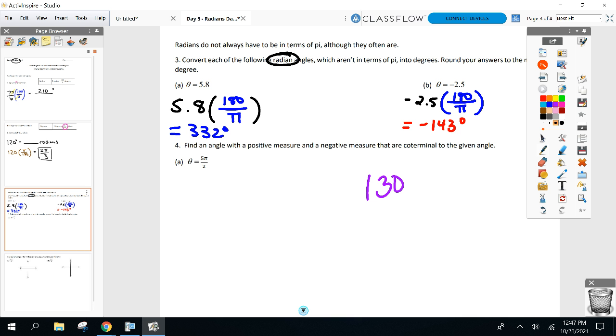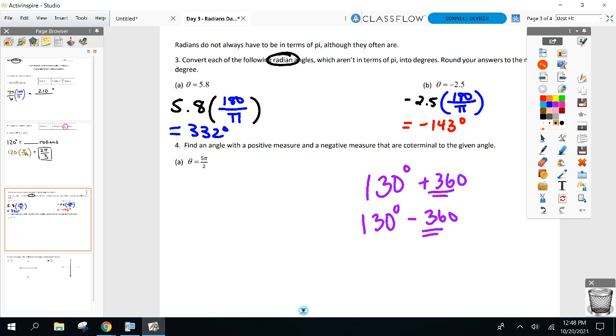Last 2 days, if I gave you 130 degrees and asked for a positive coterminal angle, what would you do with 130? Add what? Okay. And if I asked for a negative, what would you do with the 130? All right, well, guess what? I can't add and subtract 360, right?